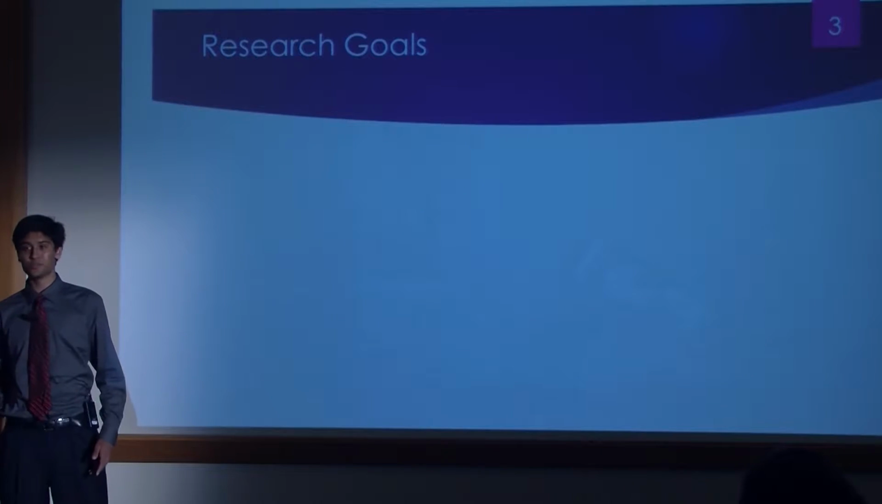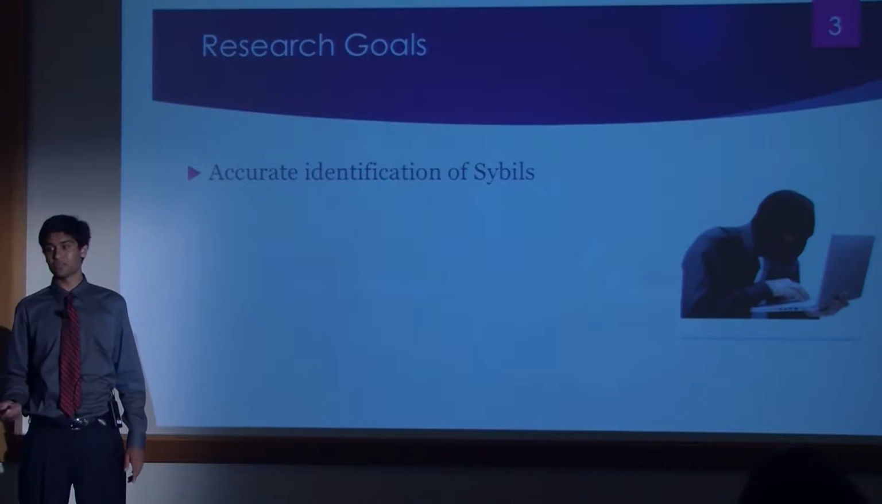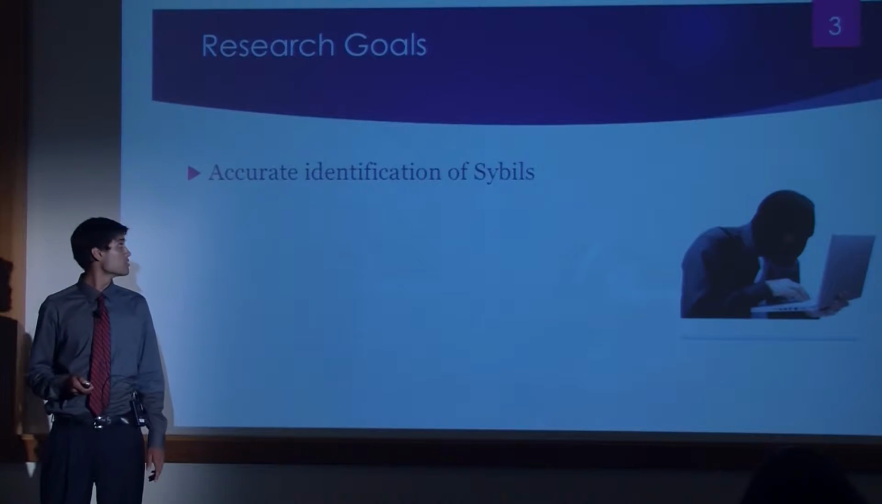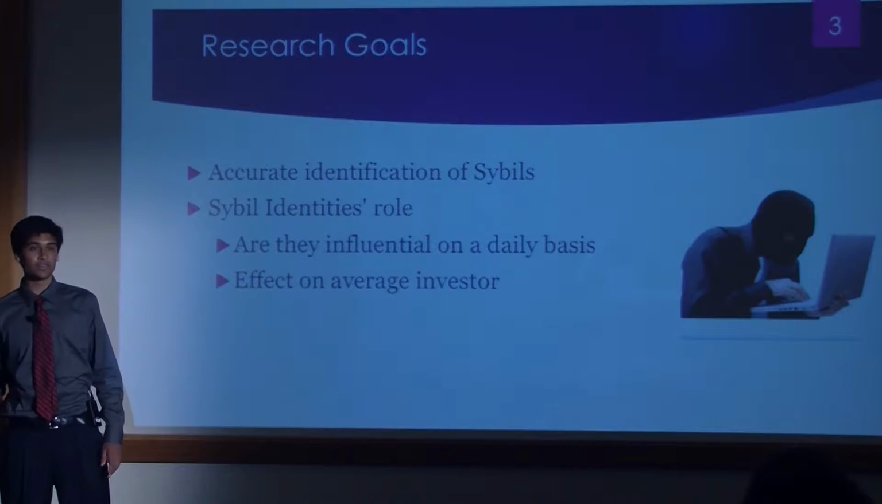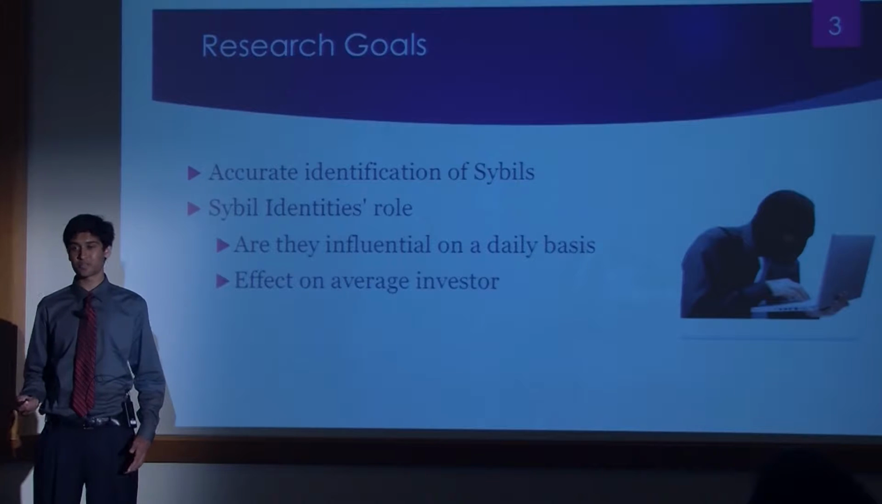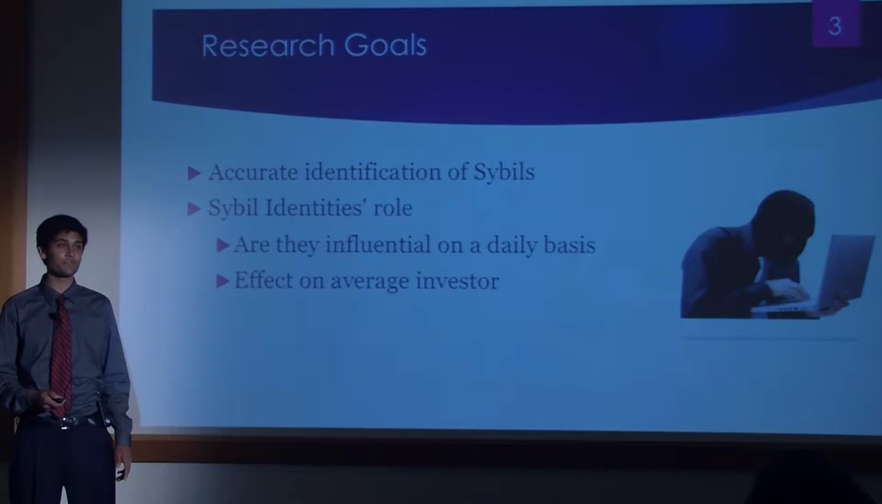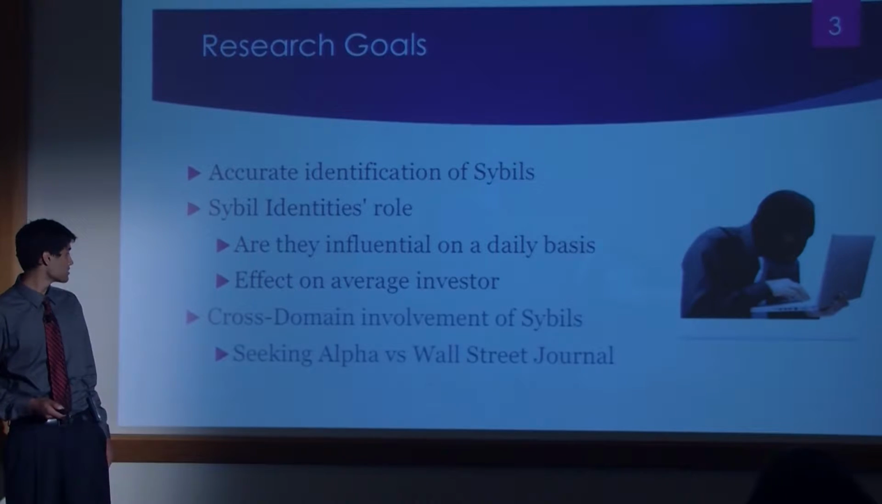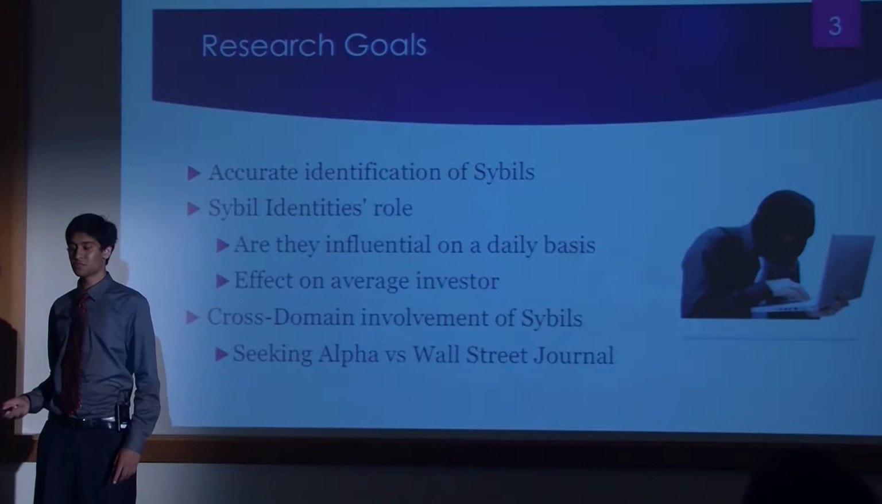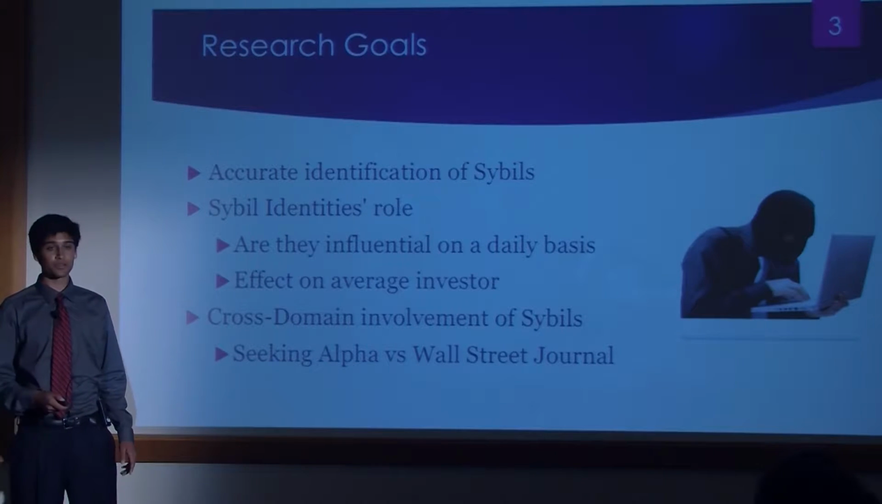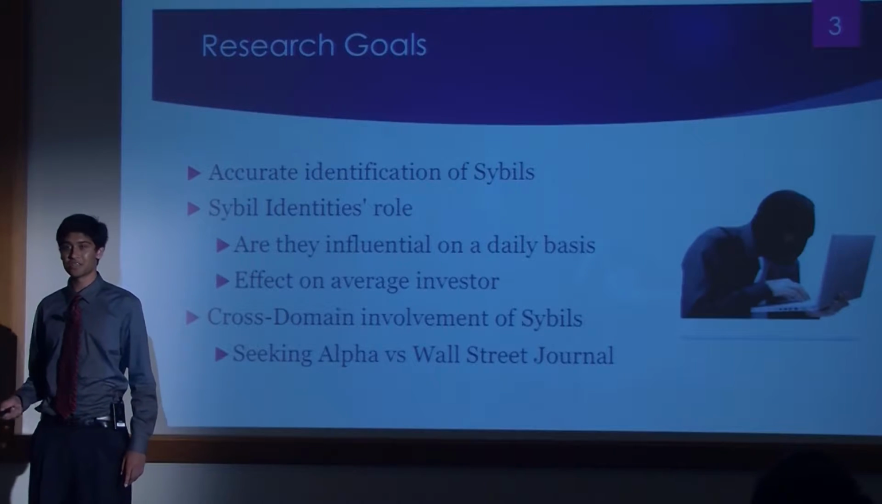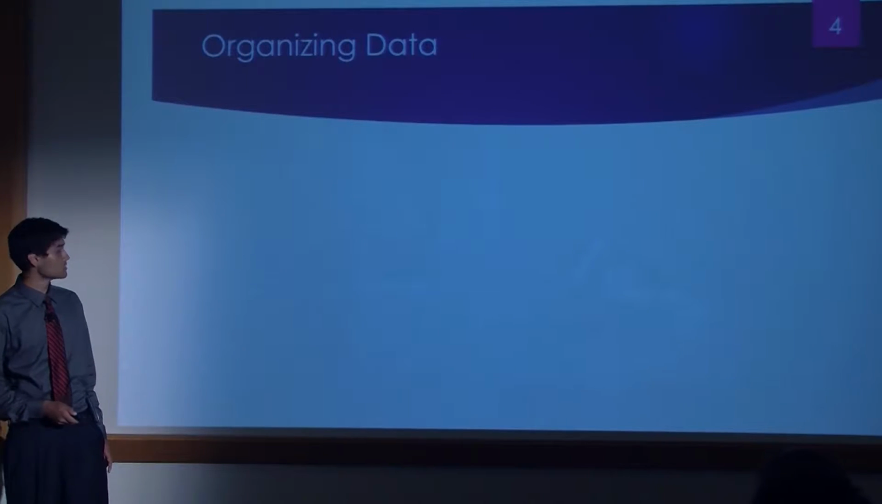So what were the research goals? We wanted to accurately identify Sybils, and we wanted to find their role in society. How influential are they on a daily basis, and what is their effect on the average investor? We also wanted to see if there's any cross-domain involvement, for example, an author writing for both Wall Street Journal and Seeking Alpha. So how do we do this?